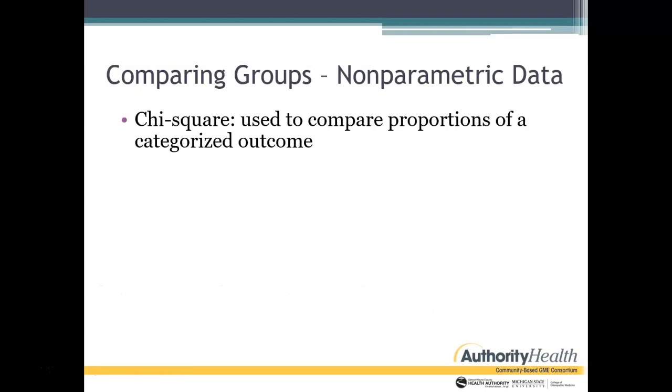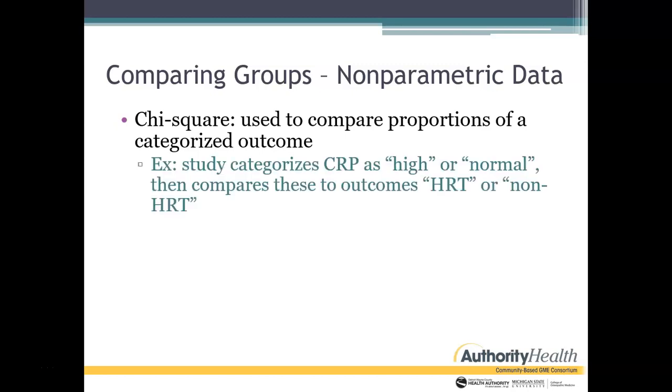All right, so now we move on to non-parametric data, talking about chi-squared, which is used to compare proportions of a categorized outcome. So for example, if you have a study that has categories of C-reactive protein as high or normal, and then you're looking at those to the outcomes of hormone replacement therapy or non-hormone replacement therapy, those are proportions of numbers that you're going to compare.